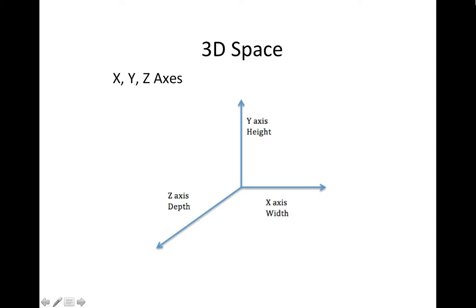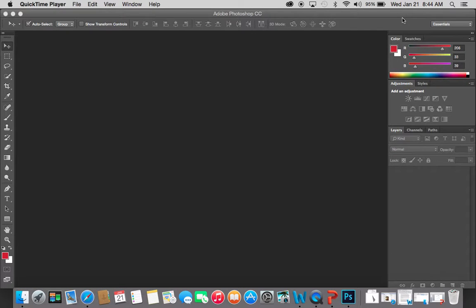In discussing 3D space, a basic understanding of 2D space is necessary. In 2D space, there is an X and a Y axis. The X axis is representative of the width, and the Y axis is representative of the height. With a 3D space, the third dimension is added, which is the Z axis, which is indicative of the depth of the object.